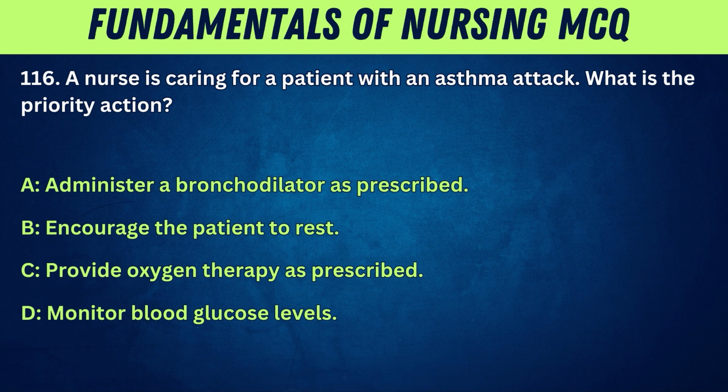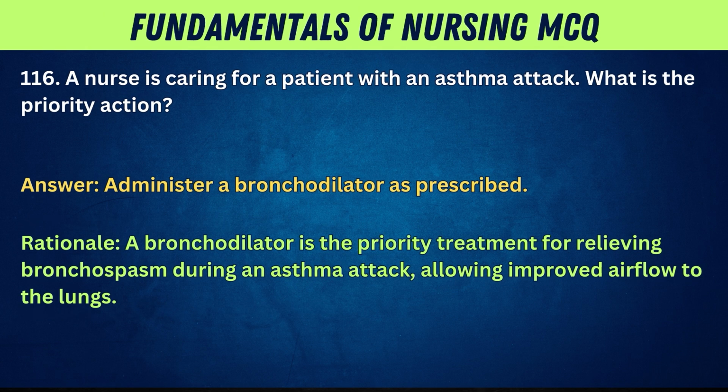116. A nurse is caring for a patient with an asthma attack. What is the priority action? A. Administer a bronchodilator as prescribed. B. Encourage the patient to rest. C. Provide oxygen therapy as prescribed. D. Monitor blood glucose levels. Answer: administer a bronchodilator as prescribed. Rationale: a bronchodilator is the priority treatment for relieving bronchospasm during an asthma attack, allowing improved airflow to the lungs.